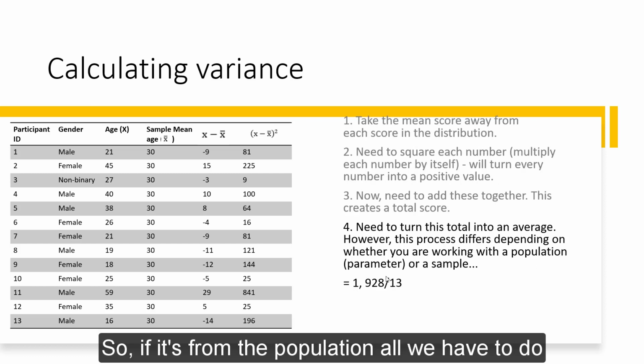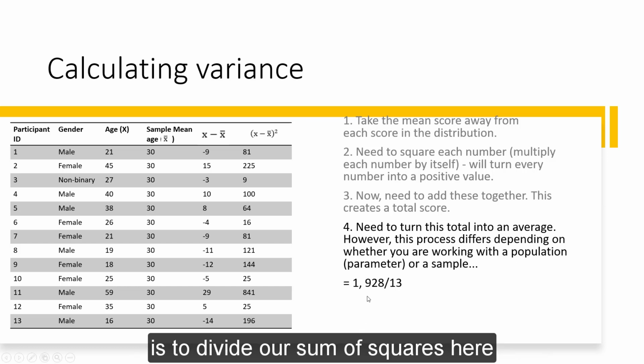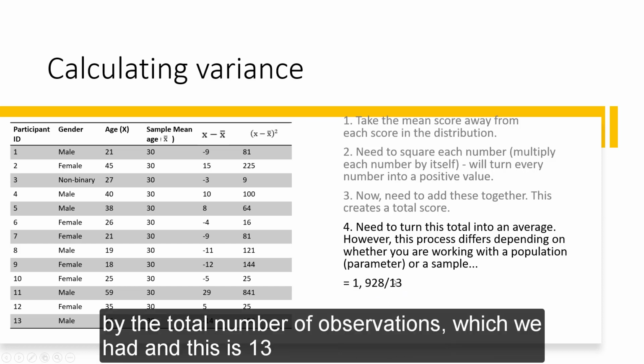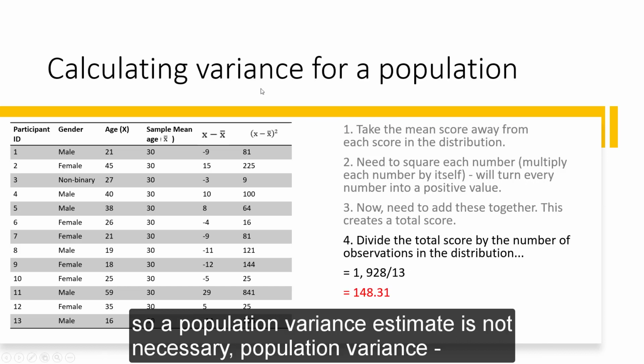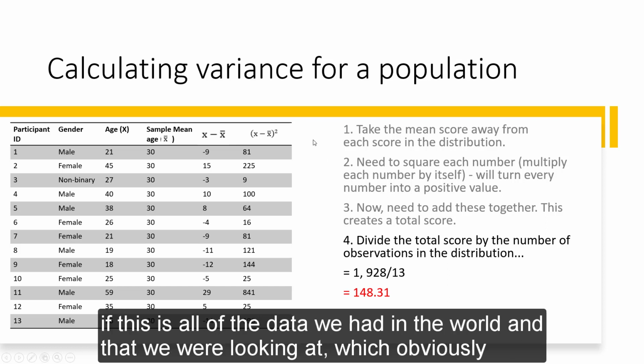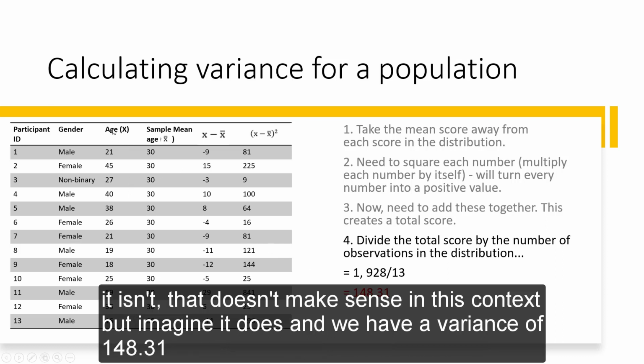So if it's from the population, all we have to do is divide our sum of squares here by the total number of observations, which in this case is 13. So a population variance, if this was all of the data we had in the world that we were looking at, which obviously doesn't make sense in this context, but imagine that it does, we have a variance of 148.31.